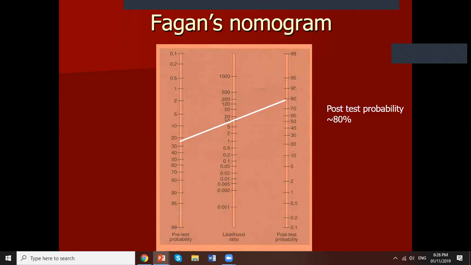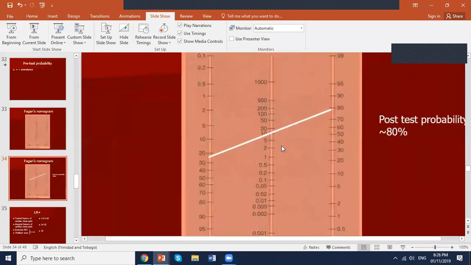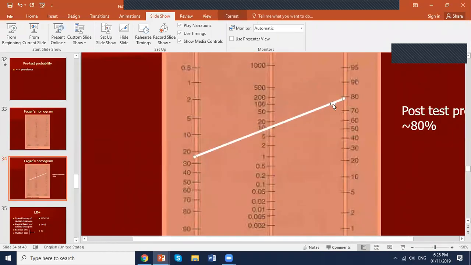Then it works out. Suppose I told you though that the test has a positive likelihood ratio of 2. I'm going to zoom out to present a bit bigger view. What we do then is draw the line through 25 and through 2. And where do we end up? 50%. So when you apply a test now with a positive likelihood ratio of 2, the post-test probability is 50%. It hardly makes a difference in terms of the chance of the person having a disease.